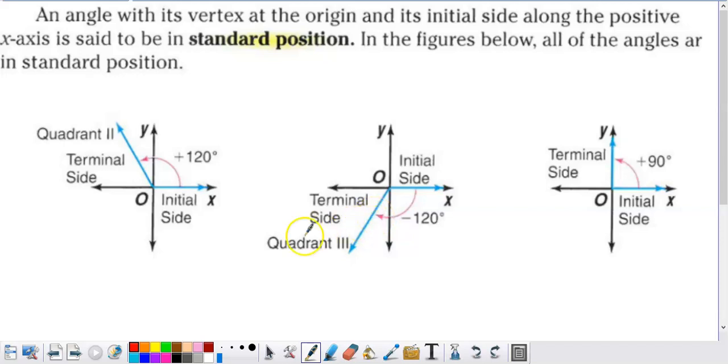So standard position angle, you're always starting along the positive stretch of the x-axis, and then if it's a positive angle, you're moving counterclockwise around the circle. If it's a negative angle, you're moving clockwise around the circle. Positive angle, move through the positive y values first. Negative angle, move through the negative y values first.